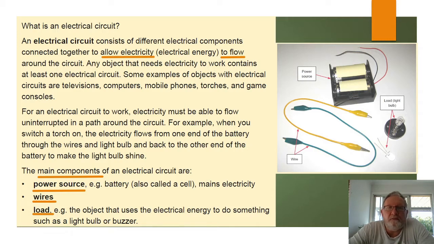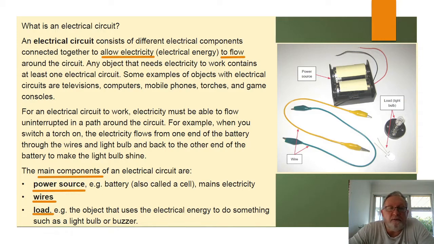So around your house, there are many electrical circuits. Any device basically that runs by electricity will have an electrical circuit in it. Some examples of these objects are televisions, computers, mobile phones, torches, and even game consoles. Now, for an electrical circuit to work, electricity must be able to flow uninterrupted. That's the important part, in a path around the circuit. So, for example, when you switch a torch on, the electricity flows from one end of the battery through the wires and the light bulb and back to the other end of the battery to make the light bulb shine.